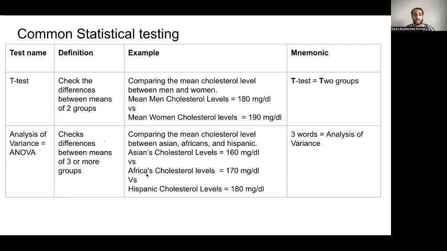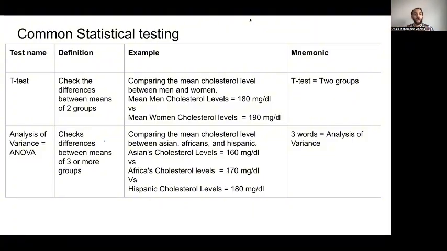Now coming to statistical testing. Over here, I would like to speak about these two tests, t-test and ANOVA. With a t-test, essentially, we check the differences between means of two groups. So we're comparing the means of cholesterol levels between men and women. That's an example. Here, the mean men cholesterol level is 180 versus the mean women cholesterol level of 190. And for the t-test, I have a mnemonic here: t-test as in two groups, so men versus women.